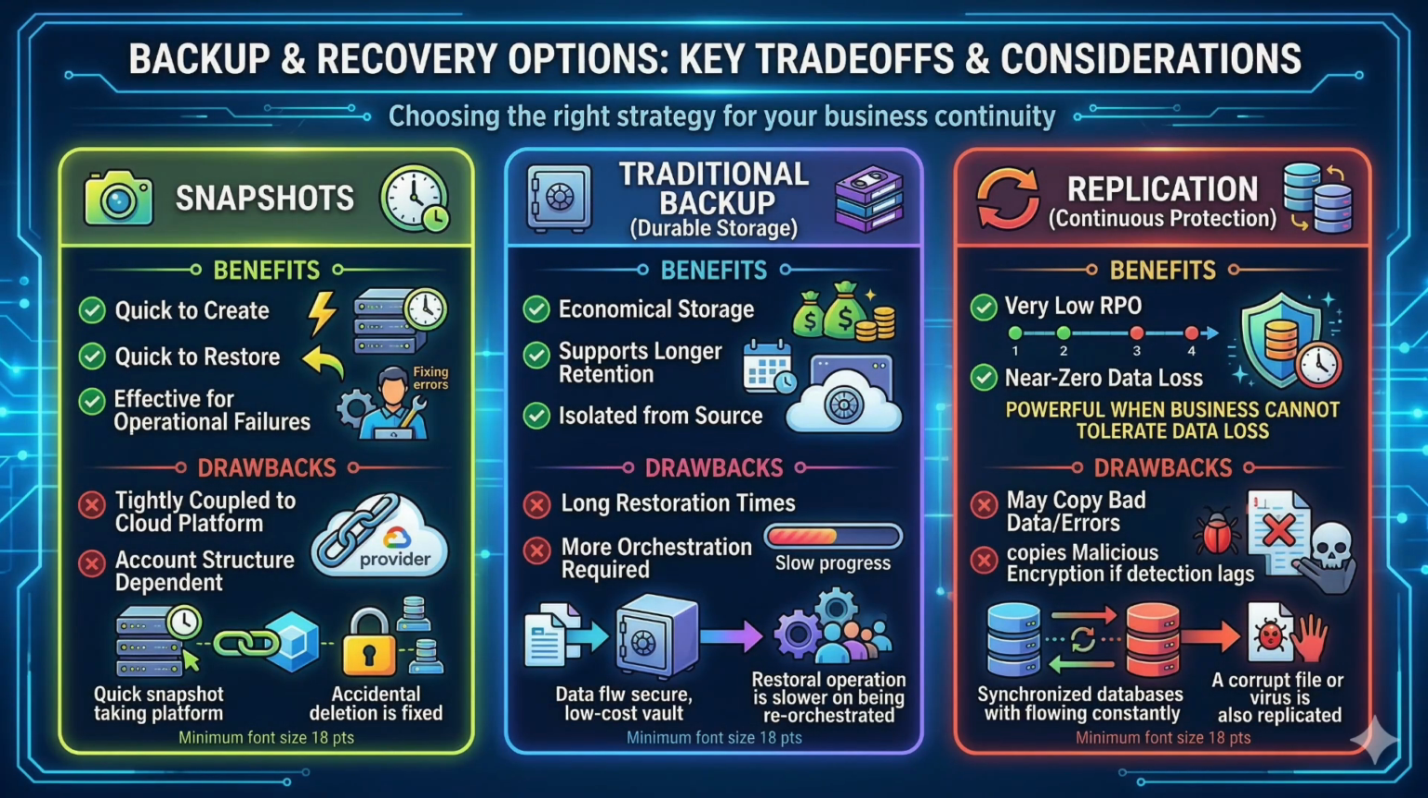Each backup option carries a trade-off. Snapshots are useful because they are quick to create and quick to restore, especially for operational failures, but they may remain tightly coupled to the same cloud platform or account structure. Traditional backup copies stored in durable object or archival storage are economical and support longer retention, yet restoration can take longer and may require more orchestration. Replication is powerful when the business cannot tolerate much data loss because it can drive a very low RPO. The drawback is that replication may also copy bad data, misconfigurations, or malicious encryption if detection lags.